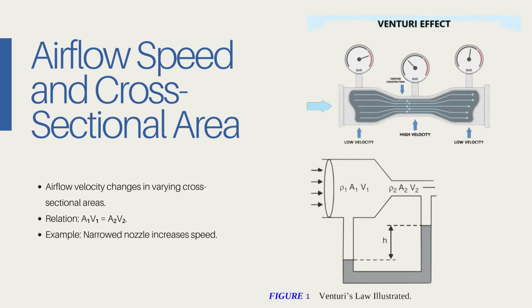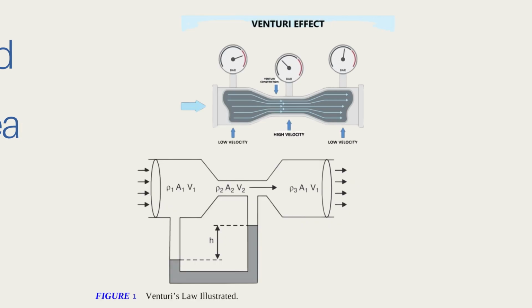Now, let's look at the continuity equation. This states that the product of airflow velocity and cross-sectional area remains constant. As an example, in a narrow nozzle, airflow speeds up because the area decreases. This principle helps us understand how air moves through different geometries and its implications for design.